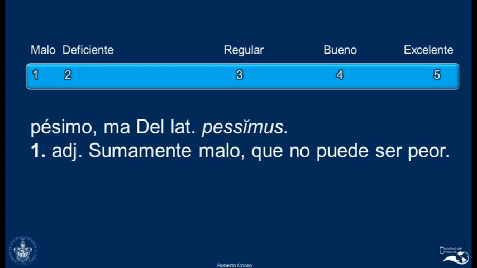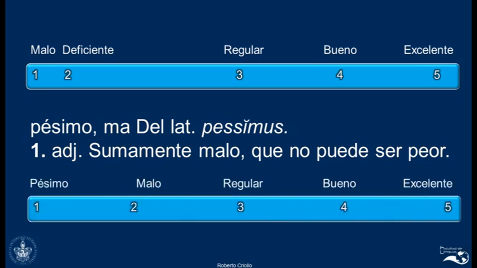In this case, the scale can be solved by using pésimo, which means extremely bad. And in this case, if you see, we have units that are very precise and accurate, and that can allow us to measure the characteristic in a reliable and accurate way. Pésimo, and then malo, and then regular, which is the middle point, then bueno, and then excelente.